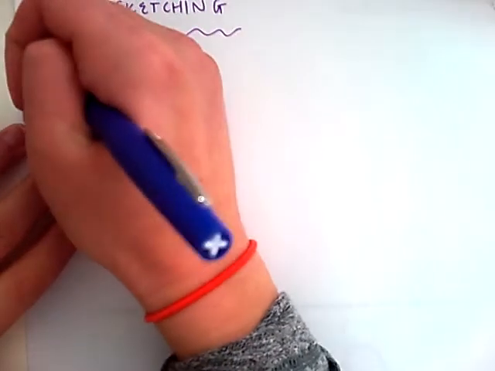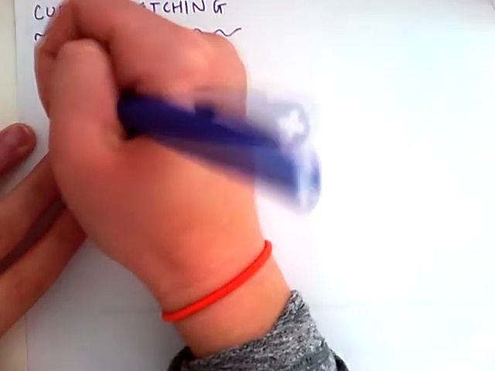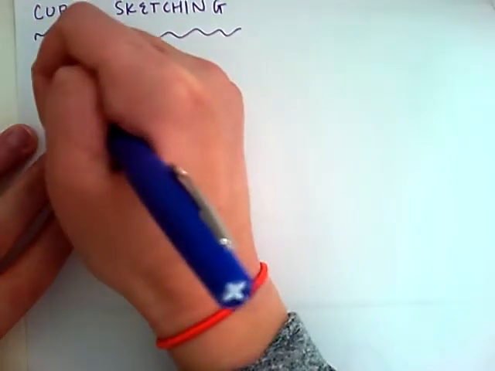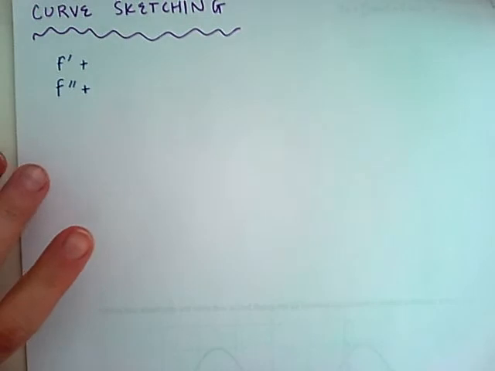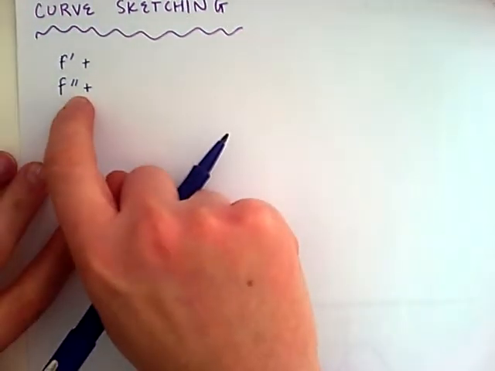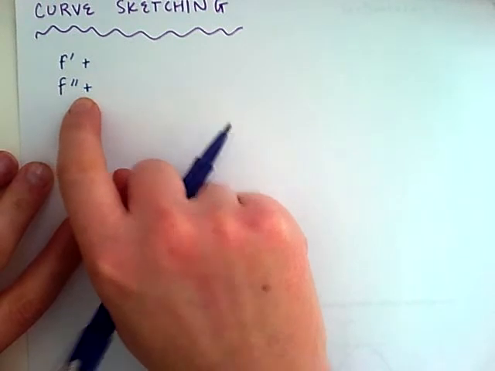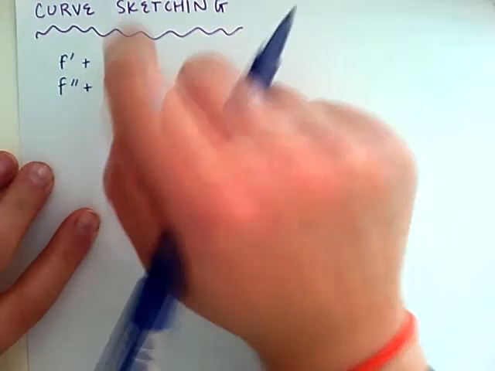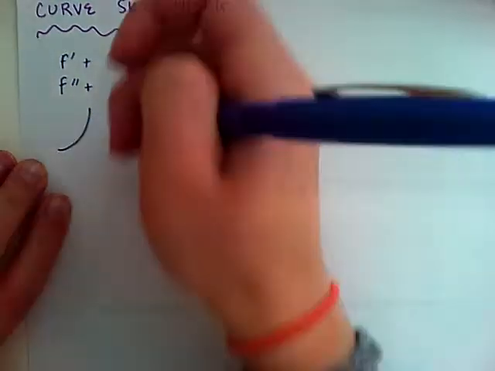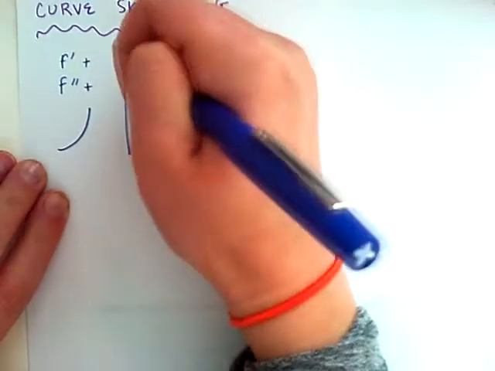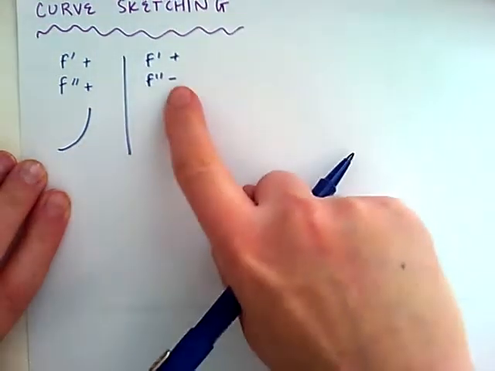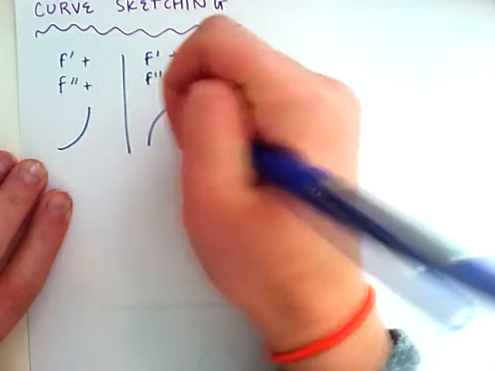If you recall, we thought about what the shape of the curve would be on an interval if the first derivative is positive and the second derivative is positive. The positive second derivative tells us concave up and the positive first derivative tells us increasing, so we get something like that. If the first derivative is positive and the second derivative is negative, it's concave down and increasing. That would look like that.